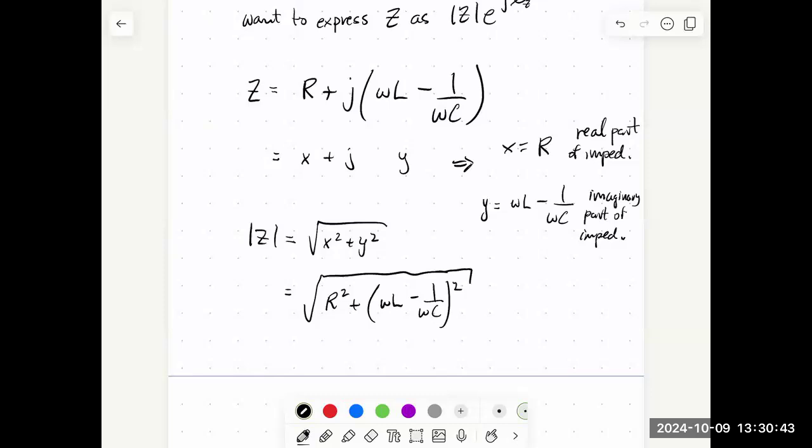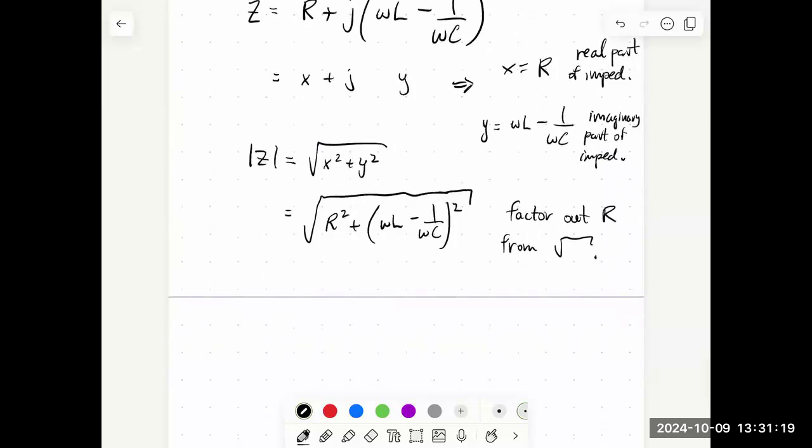Now I'm going to be fussy here, and I'm going to say, look, this is correct, but I'd like to write it in a different way, slightly. My impedance is representing something like a resistance. So I would like to see out front here something that's obviously in units of resistance. So I'm going to factor out the R from the square root. Okay, what would happen if I did that?